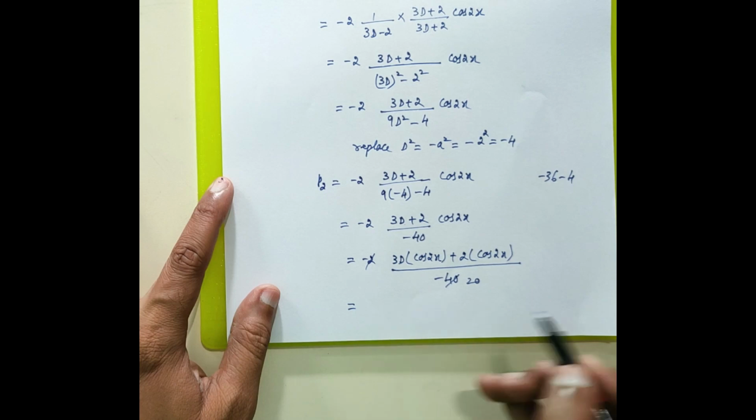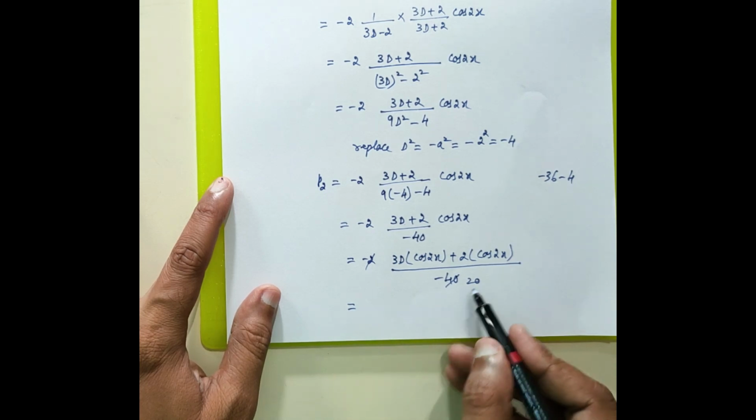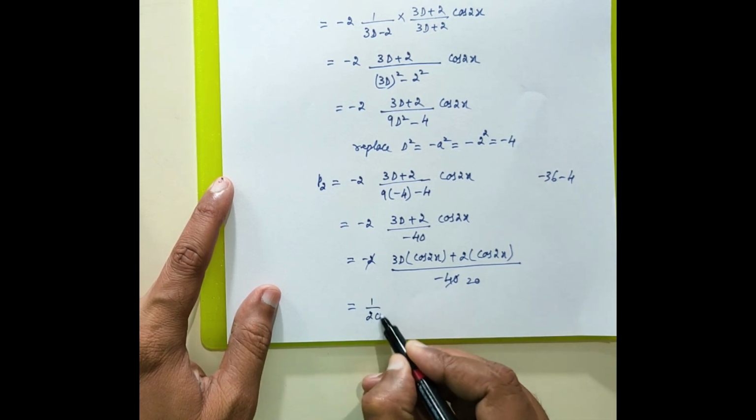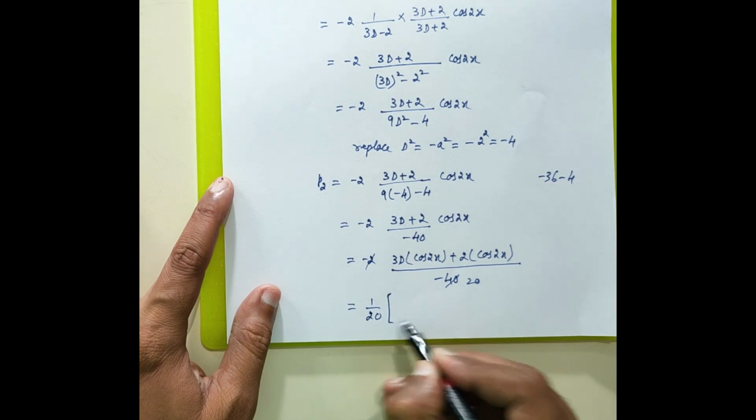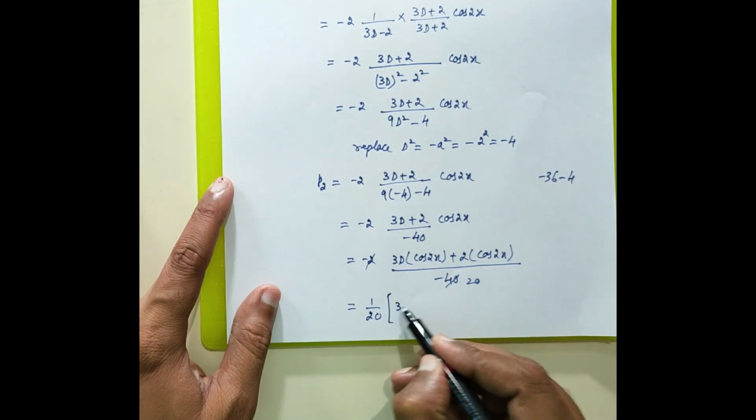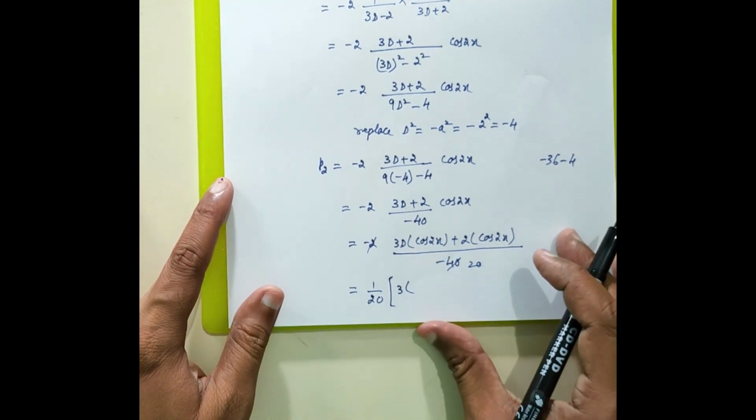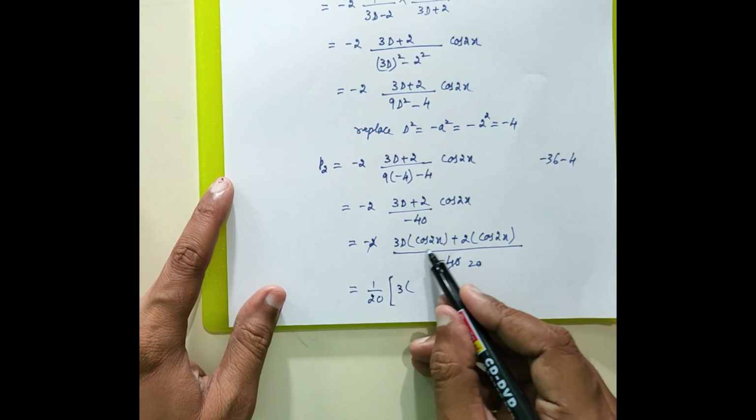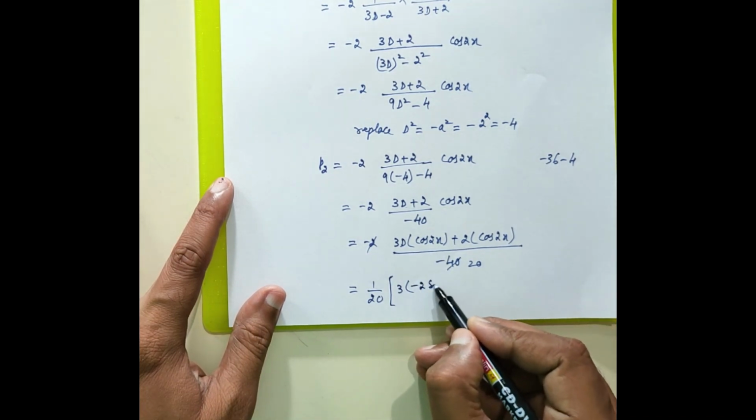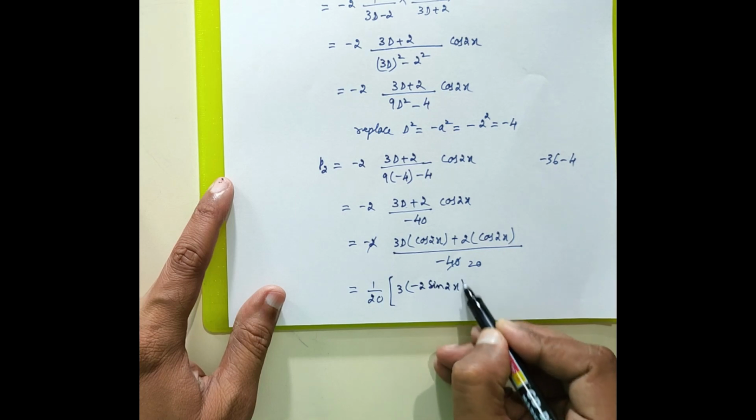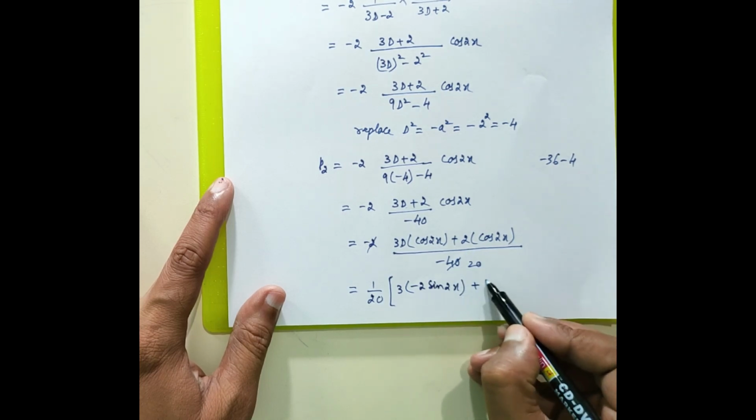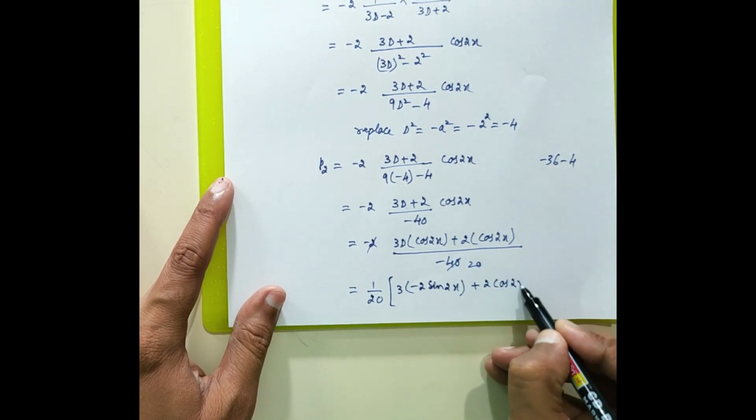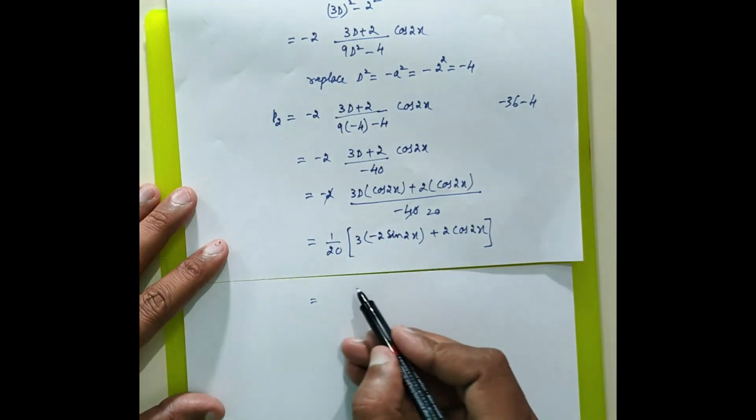So you need to just simplify this one. You have 1 by 20. The constant value will take it outside. Now simplify this one. It's 3 times of differentiation of cos will be minus sine. So minus 3 sine 2x you get. And this value as it is plus 2 times of cos of 2x. So you can take 2 common from here.